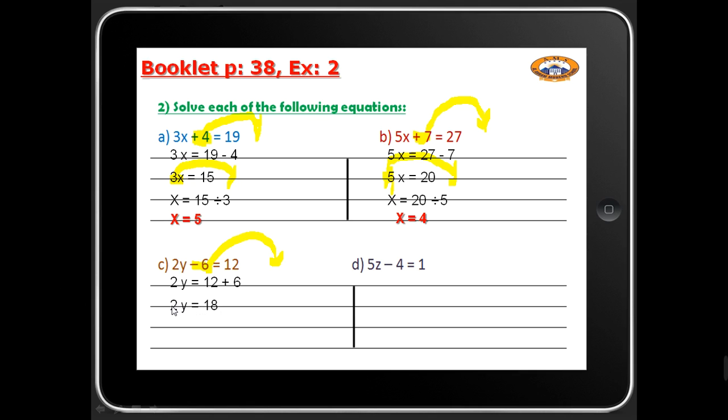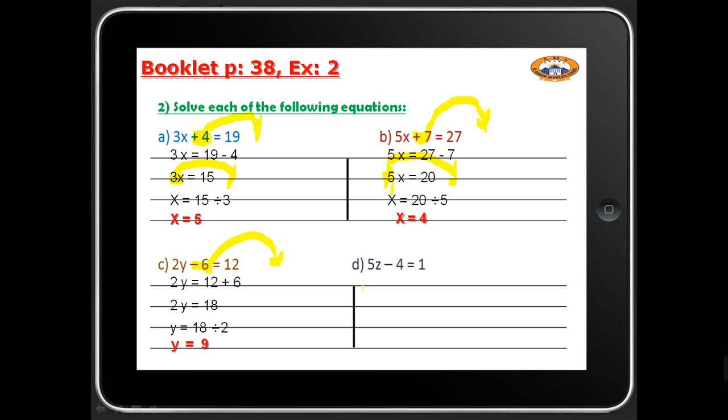Now move the 2. 2 here is times. Move it to the other part. It's going to change into what? Yes, into divide. So my y equal 18 divided by 2. So 18 divided by 2, what? The number that, if I multiply it by 2, will give me 18. So excellent, all of you. Y equal 9. Another one.